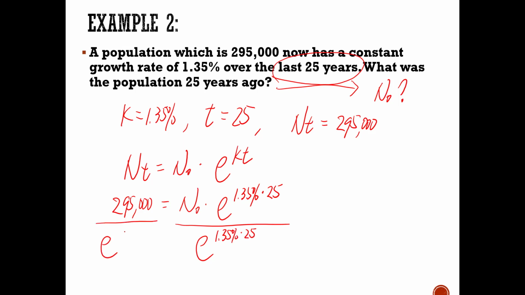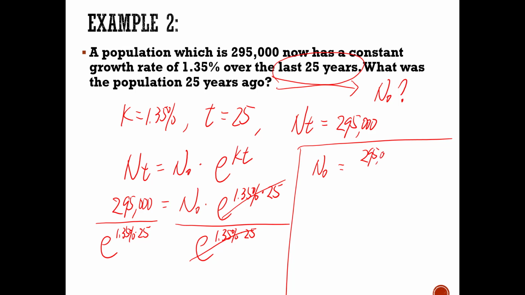We're going to cancel this exponent, and the N0 is by itself. So N0 is equal to 295,000 over e raised to 1.35% times 25. And again, we put it into the calculator or Excel to get the result.